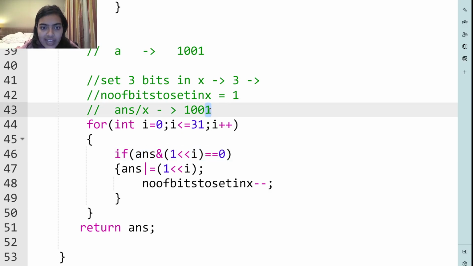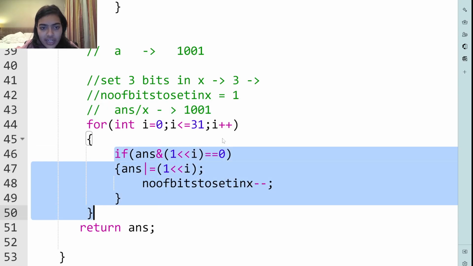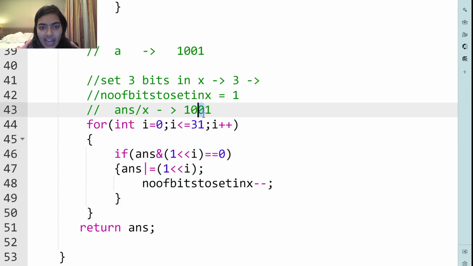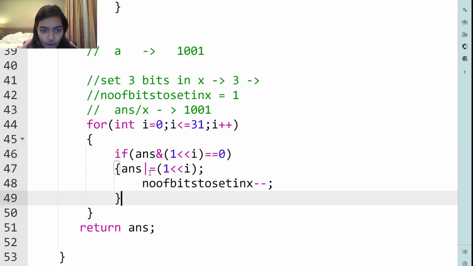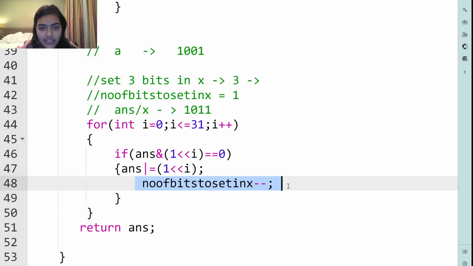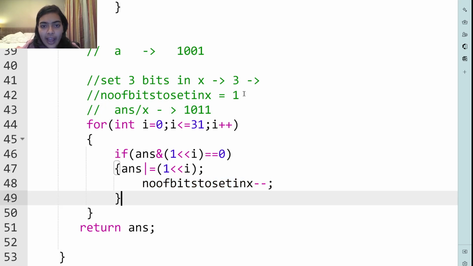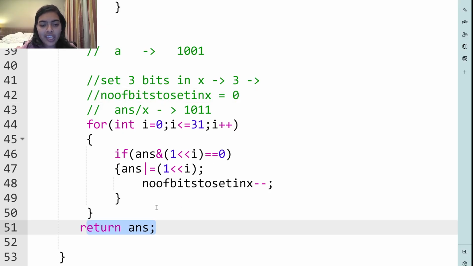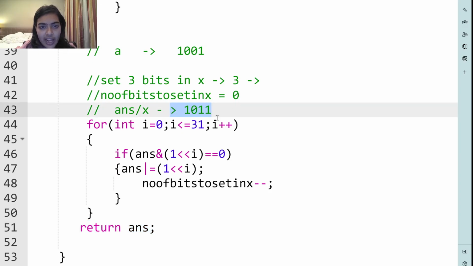So for the last digit, it will give a non-zero value, so this condition will not be true. But for the second last digit, this condition will be true. We will get a 0 here, because the bit is not set. So we go to that place and set that bit. Once we do this, we decrease the number of bits to set, and it becomes equal to 0, so we can return the answer. We have set 3 bits in x, and this will be our final answer. This will be the answer for this test case.